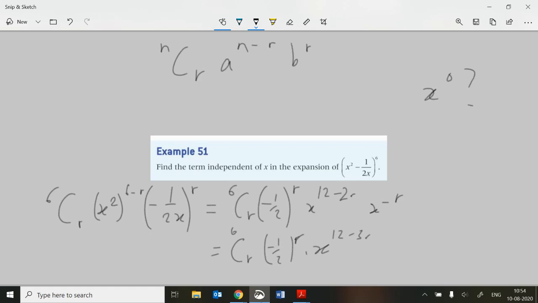Okay, now I need to do a little working out separately. I've got 12 minus 3r is equal to 0. And I can see that if I solve this, I get 12 is equal to 3r, so r is equal to 4. Now, what does that mean? That means that we need the power of 4 on this, but we need the power of 2 on this. Remember that r is the power on the second term, not on the first term. So that's the same as what we were getting before. We're saying square this and do this to the power of 4.